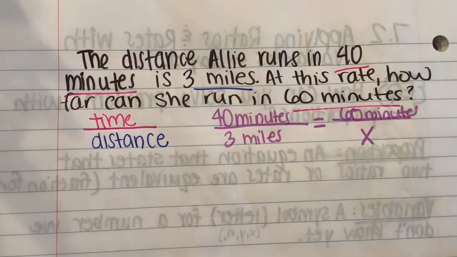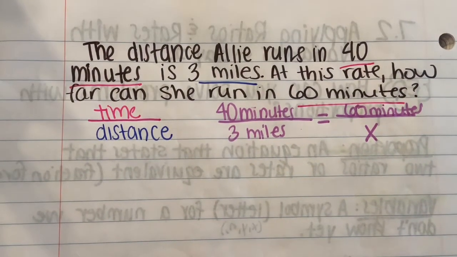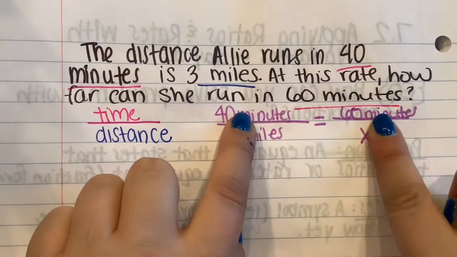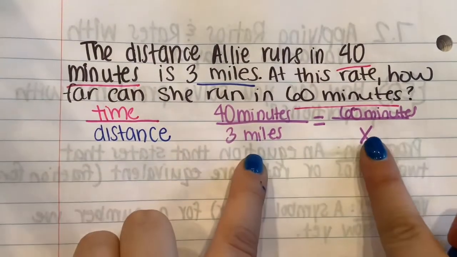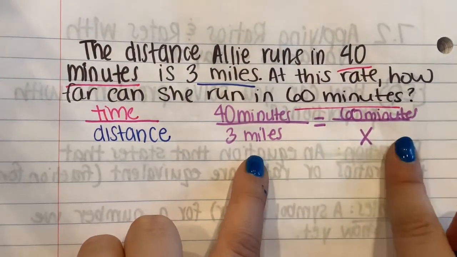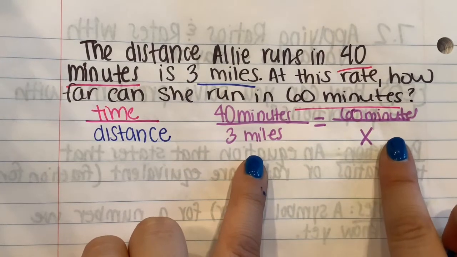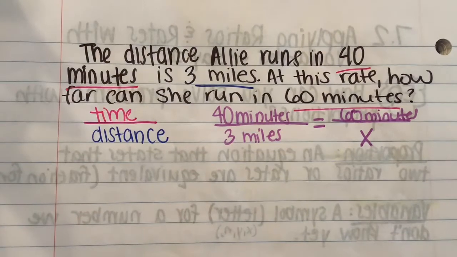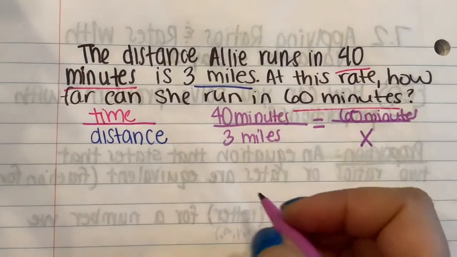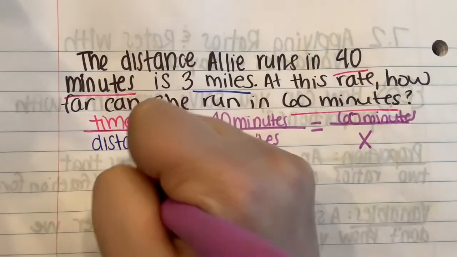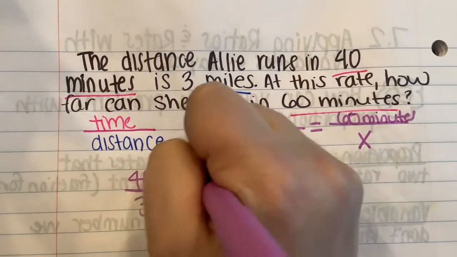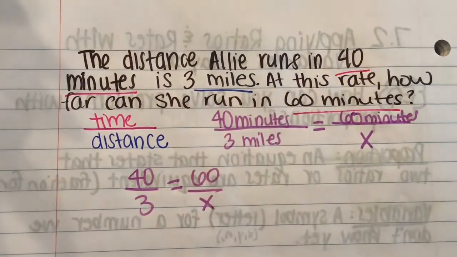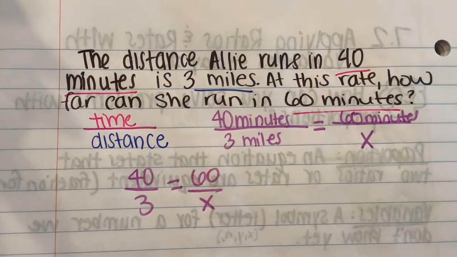Now notice how my time, my minutes were always my numerator. I had to stay consistent with that. So my denominator, my answer for my x, I'm going to be writing in miles because I have miles as my denominator here. I have to do the same over here. So here I go. I'm going to set up my problem now so I can solve. 40 over 3 equals 60 over x. Okay, let's go through those steps again.